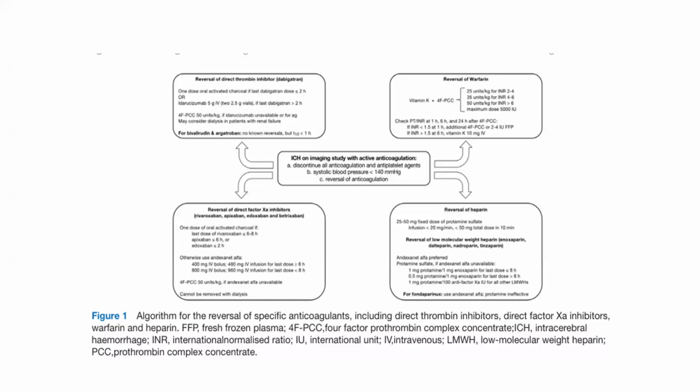Reversal of low molecular weight heparin, that is enoxaparin, dalteparin, or tinzaparin. Andexanet alpha is preferred, and protamine sulfate if andexanet alpha is unavailable. And we can use a dose of 1 mg of protamine for 1 mg of enoxaparin if the last dose was taken less than 8 hours ago, then 0.5 mg of protamine if the last dose was taken more than 8 hours ago, and 1 mg of protamine.